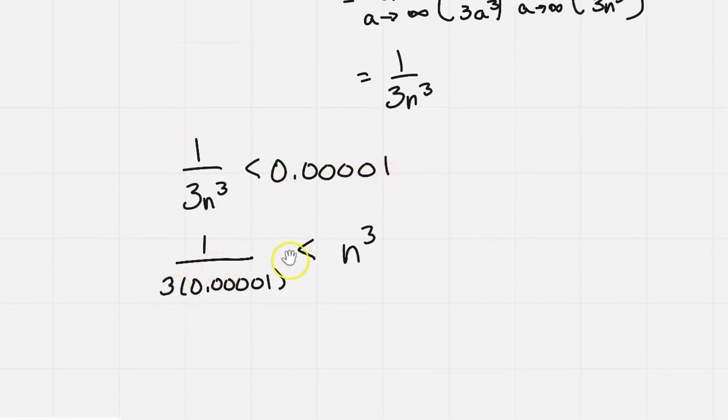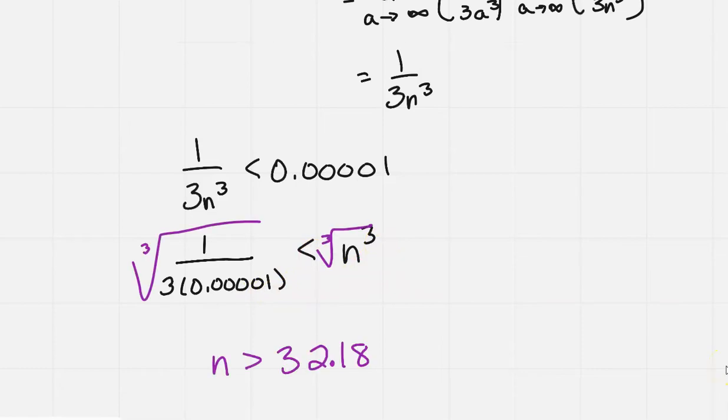And then just using my math, I have 1 over 3 times 0.00001 is less than n cubed. I take the cube root of both sides, and when I punch the cube root of 1 over 3 times 0.00001 into my calculator, I get 32.18. Then, just doing some rearrangement because n was on the greater than side, n has to be greater than 32.18. So you'd have to have at least 33 terms to get within that 0.00001 accuracy for the sum of the series.